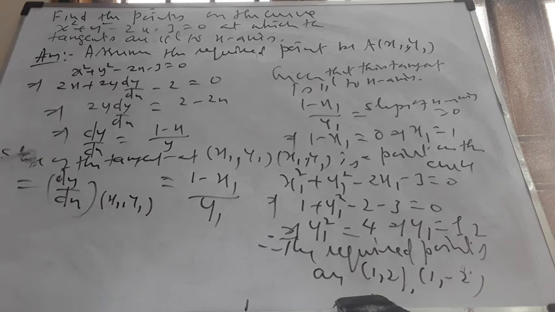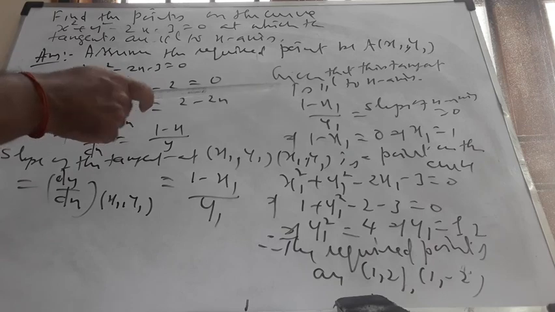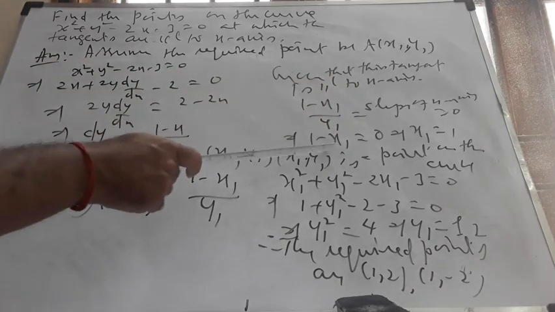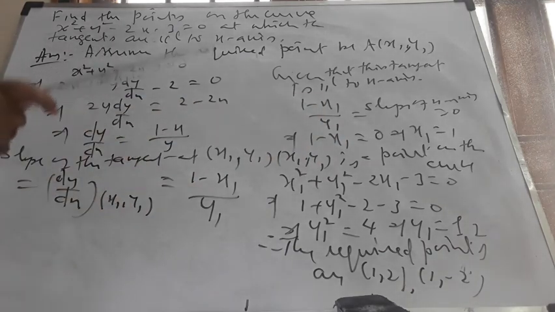This 2 gets cancelled. Now, slope of the tangent at (x1, y1), by the geometrical meaning of derivatives, is the value of the derivative at that point. It is 1 minus x1 by y1. But this tangent is parallel to x-axis. Therefore, the slope is equal to the slope of x-axis, which is 0. Therefore, 1 minus x1, the numerator, will be 0 here. x1 becomes 1. Whenever I am thinking about the equation of a tangent or normal, the point will be on the tangent, on the normal as well as on the curve. Therefore, this point will satisfy the equation of the curve.